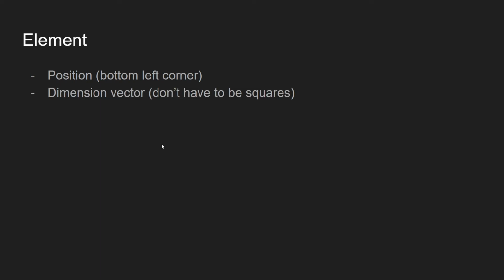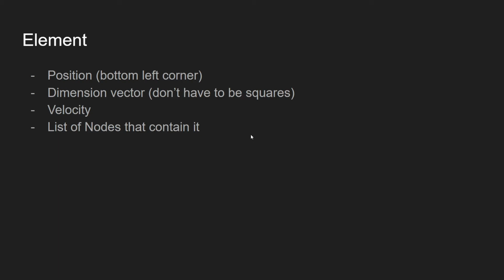Now we have the element. So this stores a position. For us, we'll just use the bottom left corner. It also stores a dimension vector. These don't have to be squares. These are just the arbitrary rectangles that are moving around in our world. They also have a velocity, importantly, and a list of nodes that contain it.